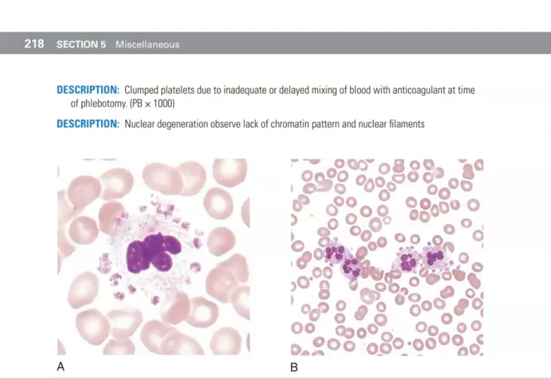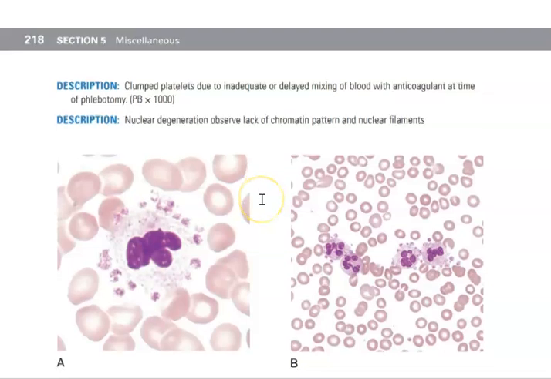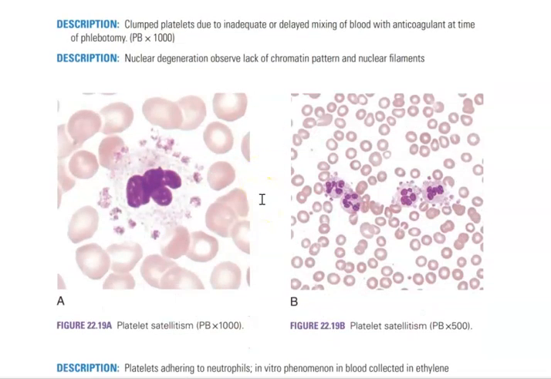The last artifact that we're going to look at is on page 218. This is called platelet satellitism. This is when your platelets clump around your neutrophils. See all these little platelets surrounding your neutrophil. Remember, our neutrophil is one type of white blood cell, and all of our platelets have come and gathered around our neutrophil. So that's called platelet satellitism.